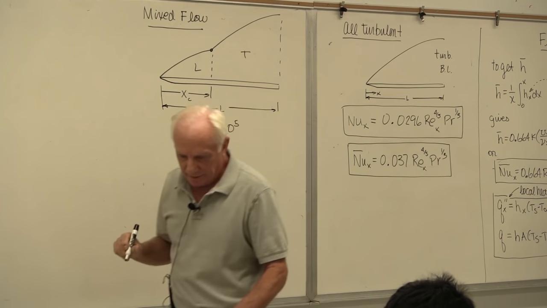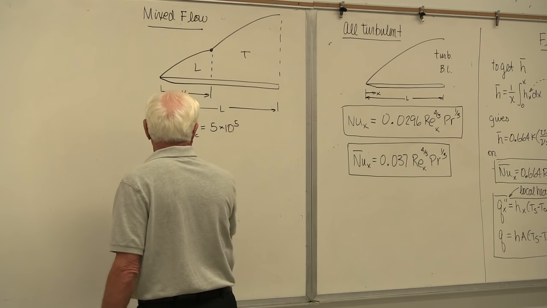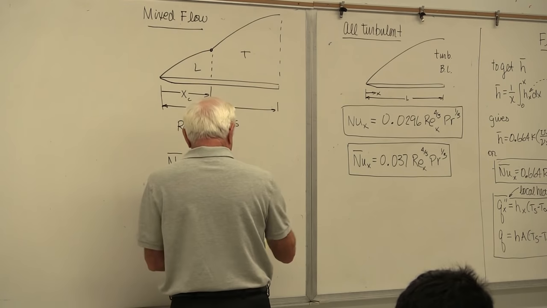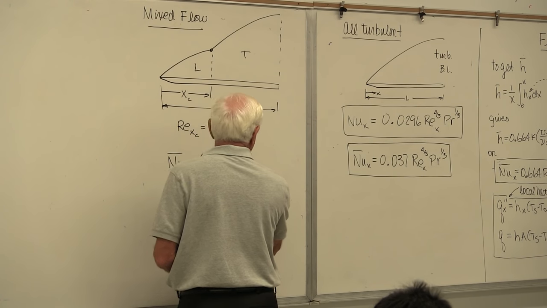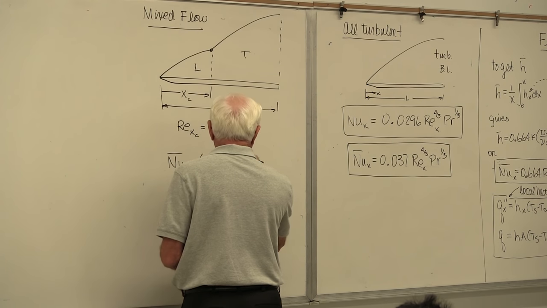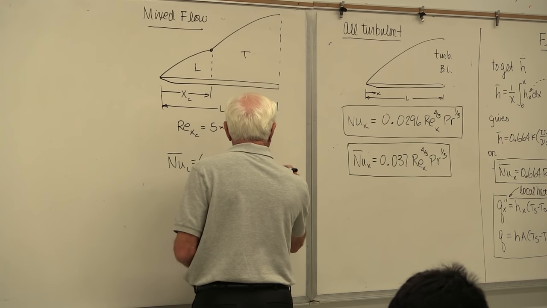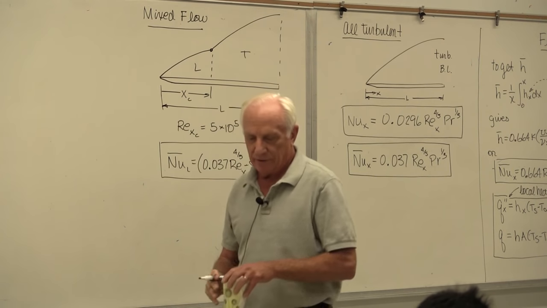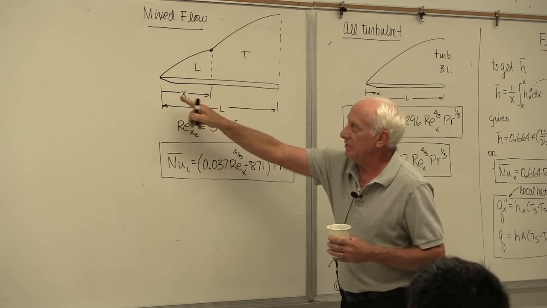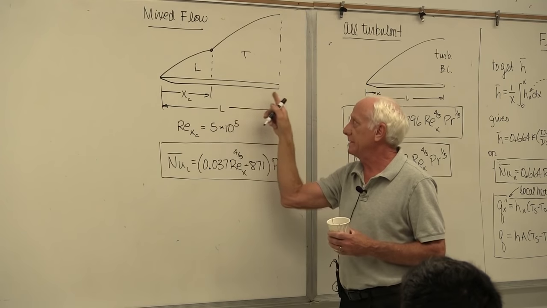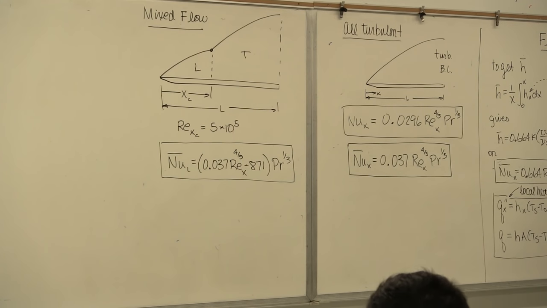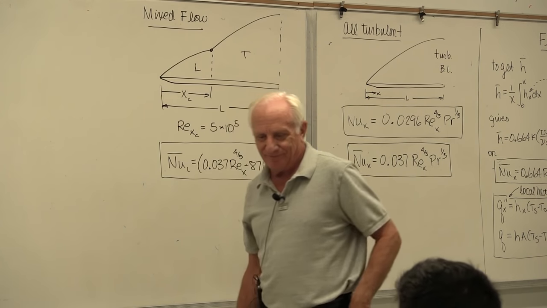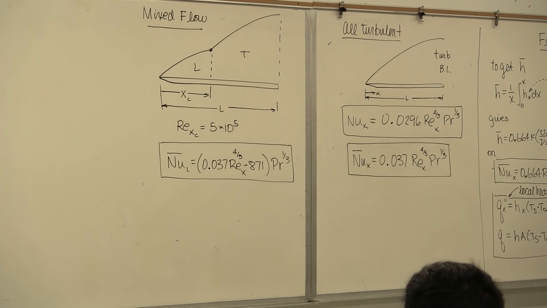Okay, and then if you determine the equation for the average Nusselt number, you do that by integrating over the laminar and the turbulent part of the boundary layer. So you get that final result by integrating from 0 to xc, that's laminar, plus the integral from xc to L, that's turbulent. If you follow that through, you'll end up with that boxed equation. And that's what may occur in the real world. The flow starts out laminar and transits to turbulent.